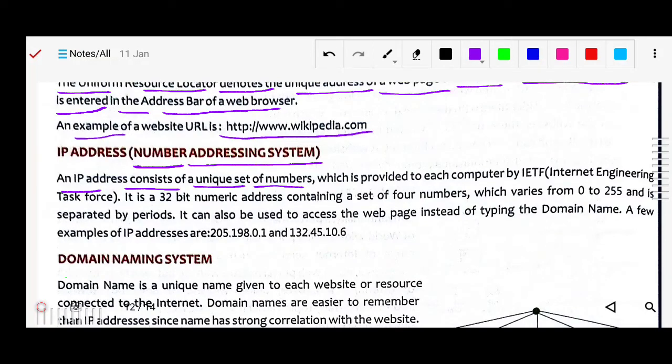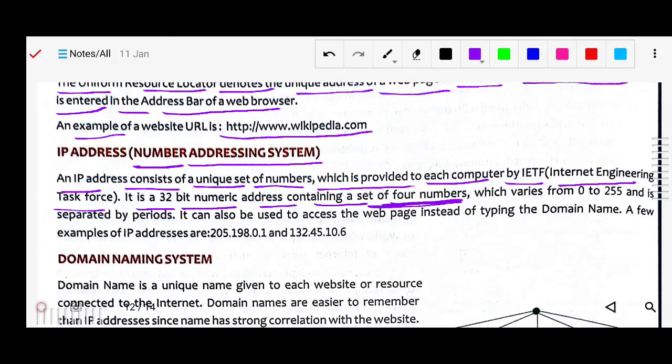It is unique, like your Aadhaar number, which is a unique 12-digit number. Similarly, this IP address is a unique one, because on the network all the devices can be identified only by this IP address, which is provided to each computer by the IETF, the Internet Engineering Task Force. It is a 32-bit numeric address containing a set of 4 numbers.